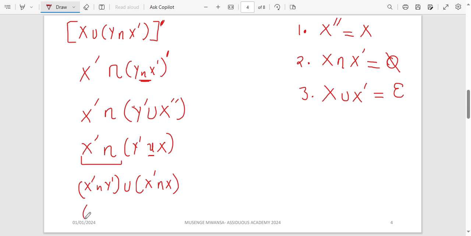Now this again will be x complement intersect y complement union. Look at this. What will be the answer here? What is x complement intersect x? Empty set. Very good. Remember the first rule that we talked about? If you take the union of a set with an empty set, what will be the answer?